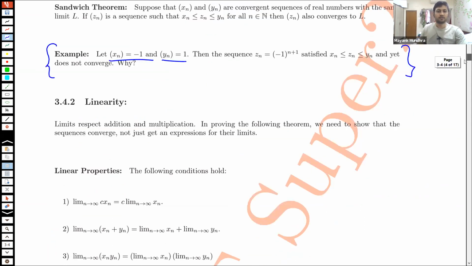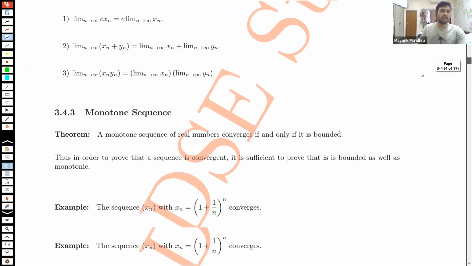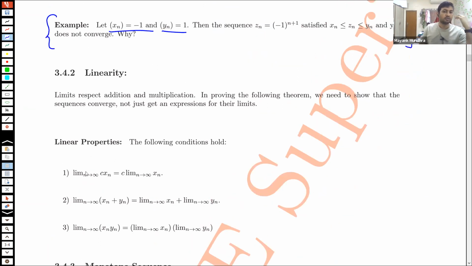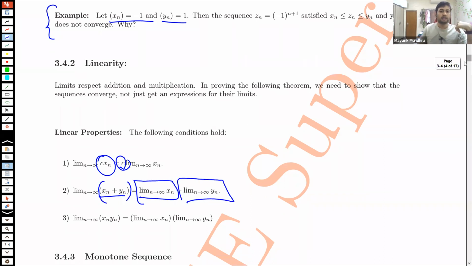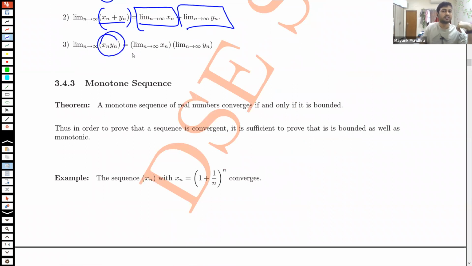Okay, next few properties are very easy. Linearity properties. If you multiply all elements by C, the limit gets multiplied by C. If you add two sequences, the limit of the combined sequence is just the summation of individual limits. And if you multiply two sequences, then the limit is the multiplication of the two. Okay. So these are some simple things.